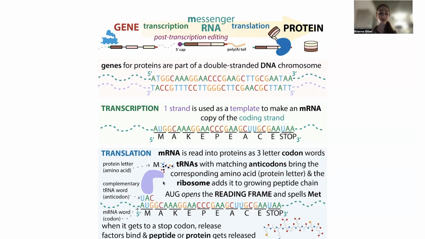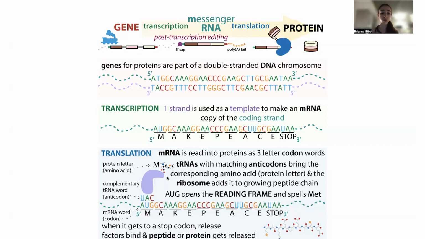And those amino acids are specified by three-letter codons. So these three RNA letters are spelling one protein letter, and a transfer RNA, a tRNA molecule with an anticodon, the complementary sequence, basically the opposite of the codon, is going to come and bind and carry the corresponding amino acid, and the ribosome will link those up into the chain.